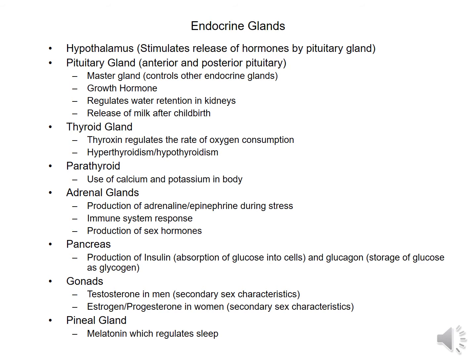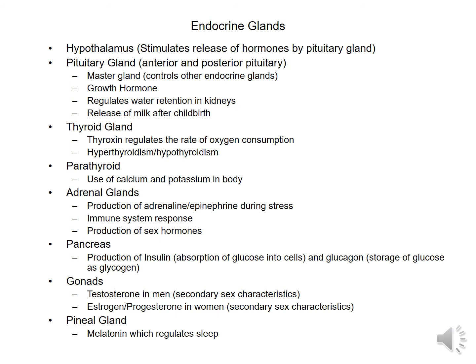The gonads, of course, produce testosterone in men and estrogen in women, which are accountable for the secondary sex characteristics. And the last and not least is the pineal gland, which produces melatonin that helps with the regulation of sleep.